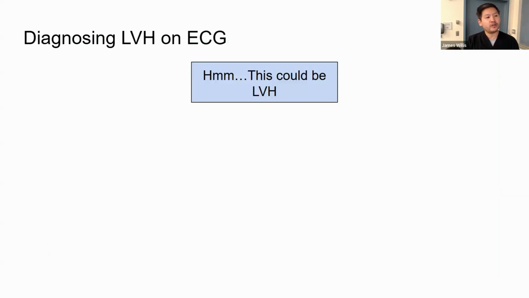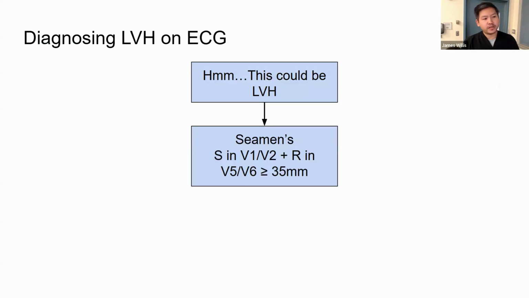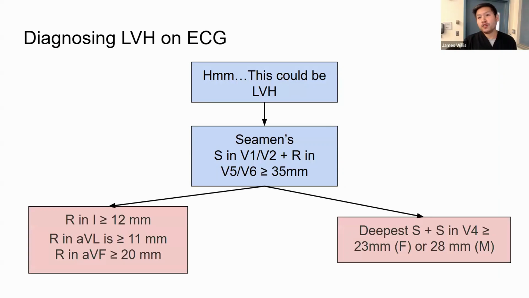So this is kind of my algorithm. Hey, could this possibly be LVH? This is a really high voltage. There's a lot of ST segment depressions and inversions. Then I go through the combination criteria, and if those aren't fulfilled, then I eyeball the R waves and S waves, and whatever I find easier to fulfill, I use one of those criteria. It's kind of a 2-step criteria.